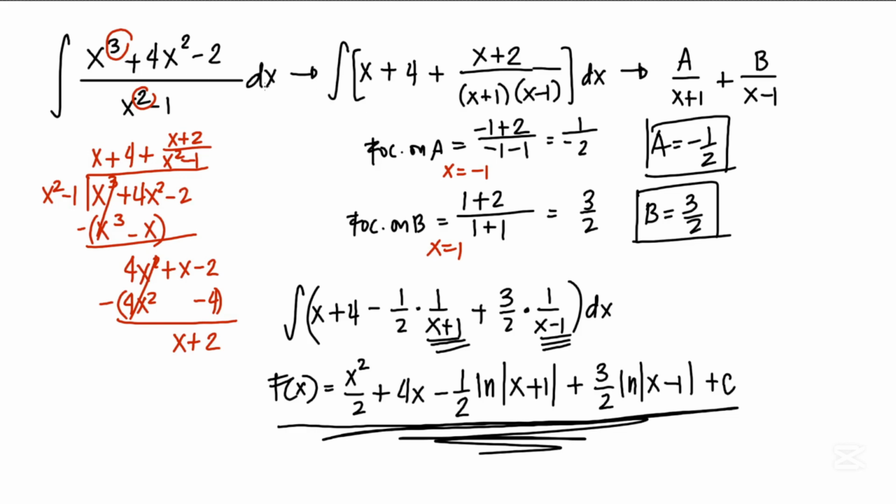Okay, so what you may have observed is, if the degree on top is higher, like in this case x cubed, while the bottom is only x squared, you will have to go through long division, wherein you will get some polynomial terms like x, you have your 4 over here, and then the remaining part needs partial fraction decomposition.